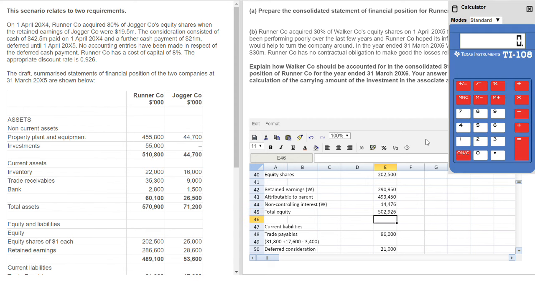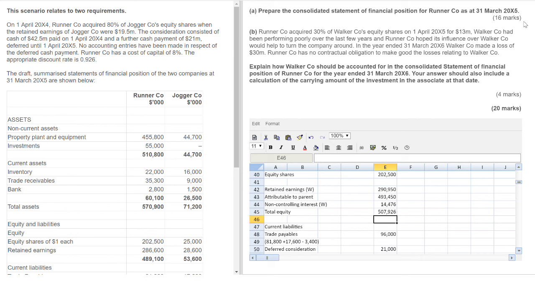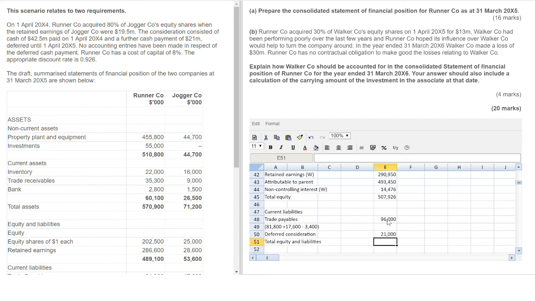Get on the calculator. It doesn't do any harm. 493,450 plus 14,476 equals 507,926. It is a 7. There we go. Good job I checked, isn't it? 507,926. I could hear you all shouting at me, Chris, no, no, no. Let's complete things on the bottom of the SFP. Total equity and liabilities, 624,926. There we go. Excellent.